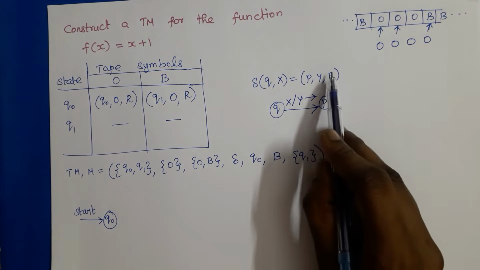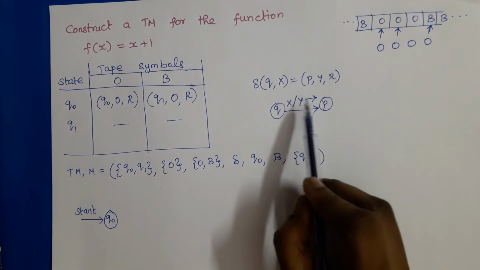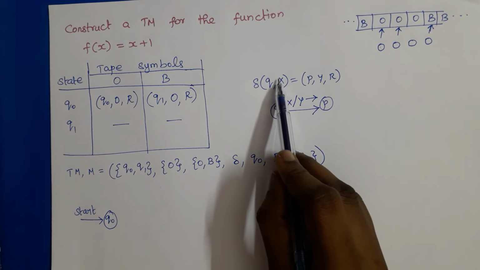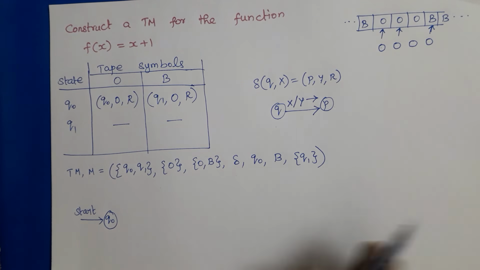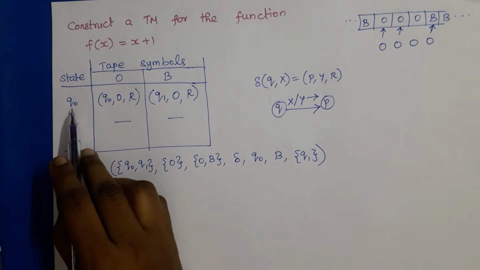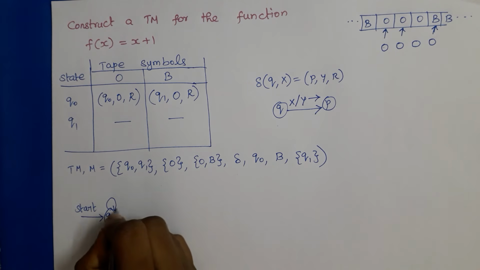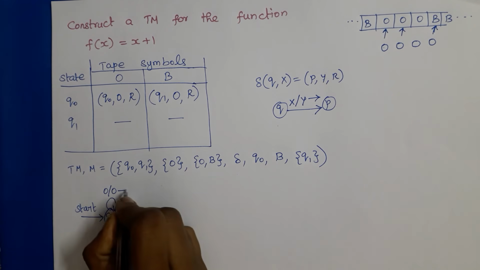If it is a left move L, then we have to draw the left move. From Q to P, draw an edge, and that edge must be labeled by X forward slash Y right move. Similarly, Q0 to Q0, we have to draw a transition. From Q0 to Q0, this edge is labeled by 0 slash 0 right move.